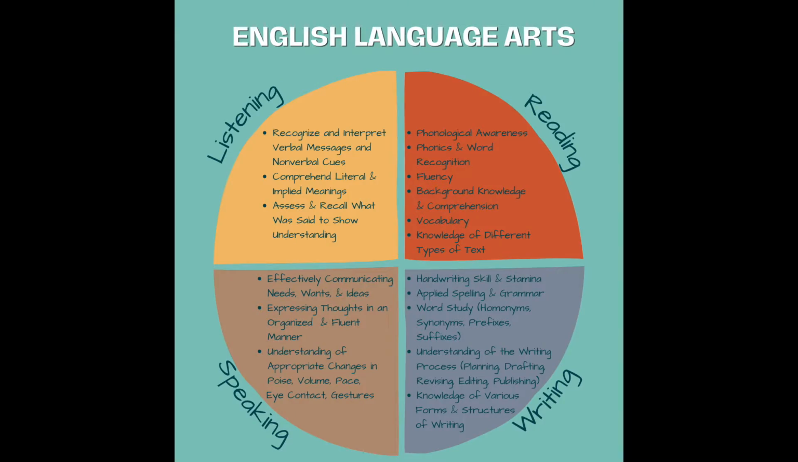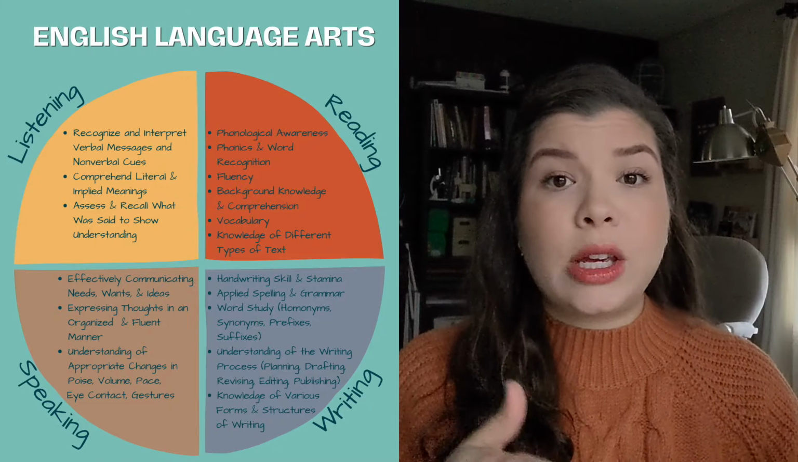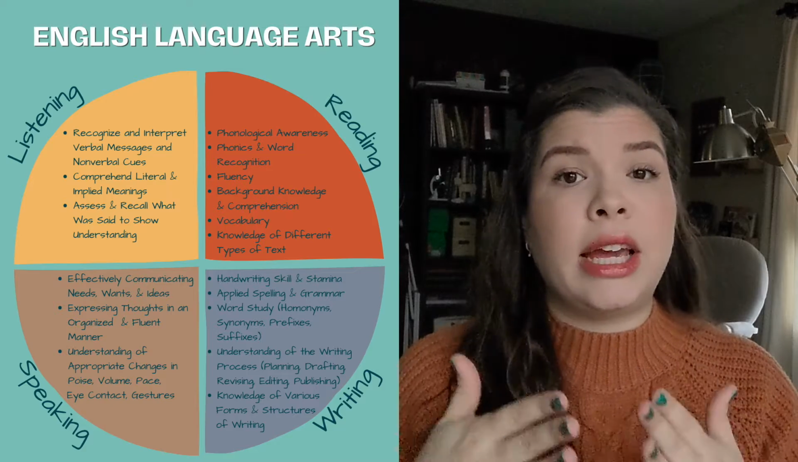kiddos in our homeschool. And we're looking to build those skills in each of those four areas incrementally as they progress, as they mature. There's a great little pie chart of how those four components can be broken down even more specifically. Obviously, we're building skills incrementally and slowly.